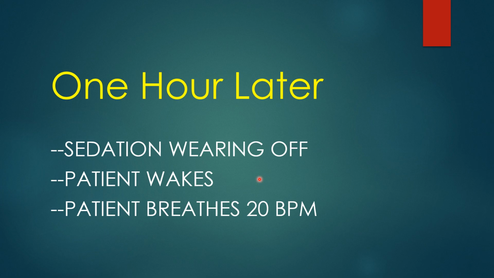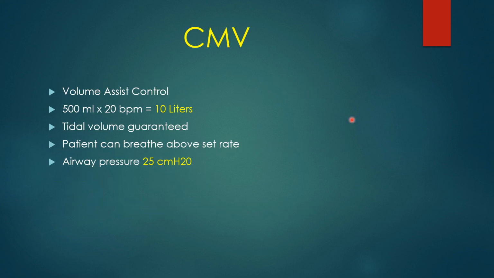So now this 15 breaths per minute may not be doing it for him. So he starts to breathe more than 15 breaths per minute. Now he's breathing 20 breaths per minute. Now what is his minute ventilation? Any guesses? He's breathing 20 breaths per minute with a 500 tidal volume. 500 times 20 would be 10 liters. He's breathing 10 liters a minute is his minute ventilation now. And because remember that tidal volume is guaranteed.